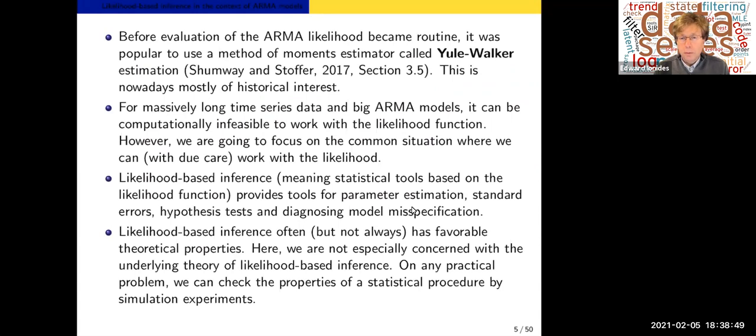Now, when you look in many time series textbooks, they'll tell you about things called the Yule-Walker equations for doing a method of moments. That means matching the mean and variance, and covariance, the autocorrelation function, finding a model that matches those things for the data. This is nowadays mostly of historical interest, because if you can calculate the likelihood function, you probably should. But if you want to read about that, it's in the Shumway and Stoffer section 3.5.